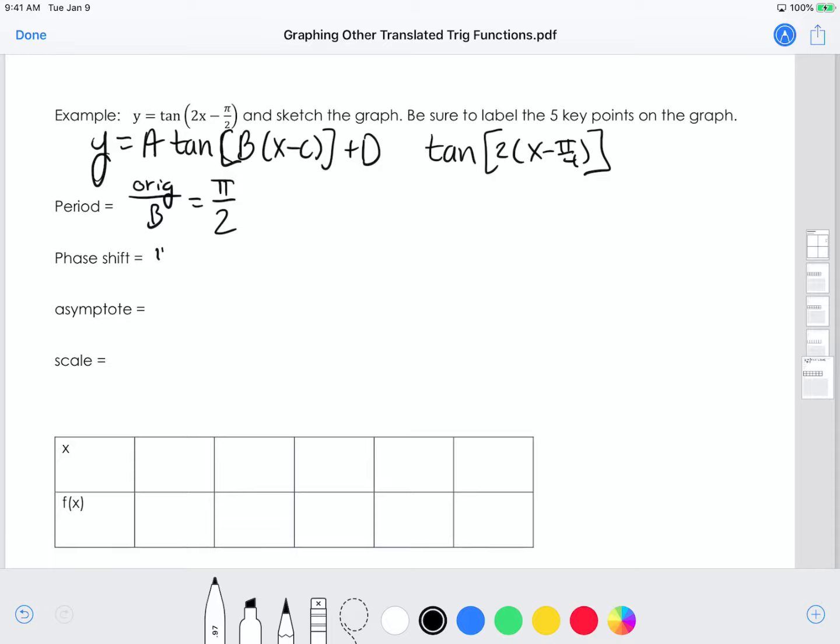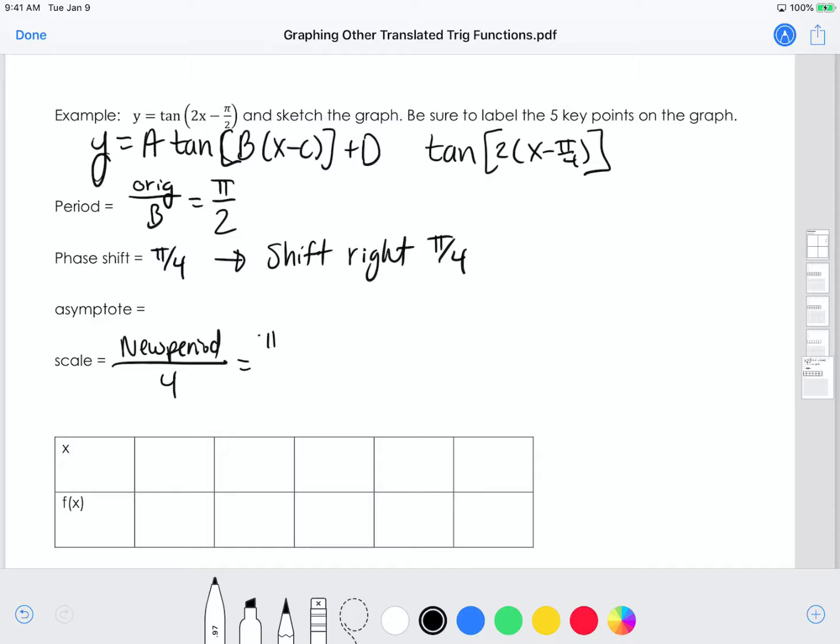Our phase shift is pi over 4. And because it's x minus pi over 4, that tells me it's going to shift right pi over 4. So instead of starting at 0, we're going to bump it over and start it at pi over 4. We're going to hold off on finding our asymptotes until we fill out our table. And the scale is going to be our new period from the translated function divided by 4, so we can split it up into our 4 chunks.